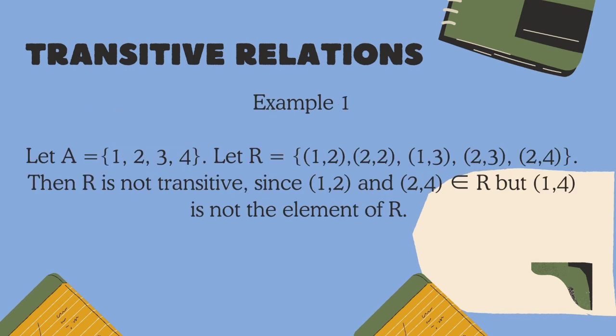Example number 1. Set A is composed of 1, 2, 3, and 4. Set R is composed of (1,2), (2,2), (1,3), (2,3), and (2,4). Then R is not transitive since (1,2) and (2,4) are elements of R, but (1,4) is not an element of R.